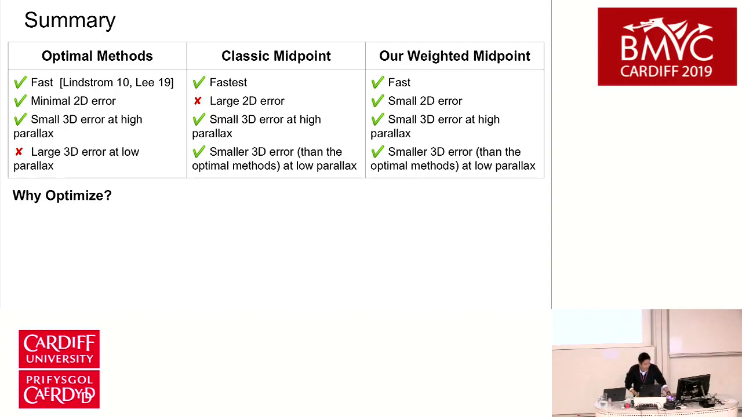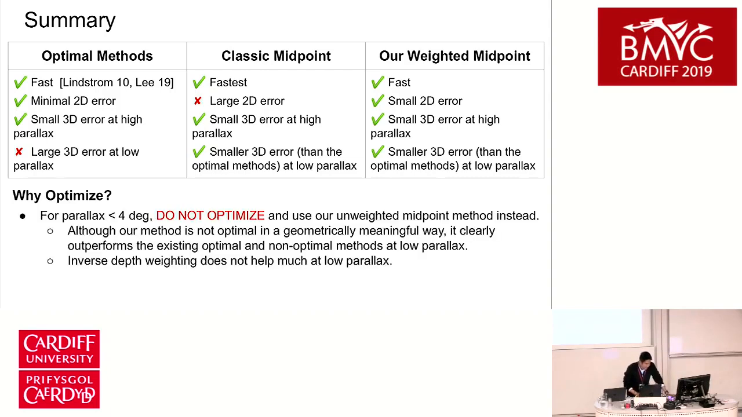So now back to our original question in the title, why optimize for triangulation? It's quite clear that for 2 views, simply minimizing the reprojection error doesn't automatically guarantee 3D accuracy. In particular, for parallax angle below 4 degrees, we recommend not to optimize, and instead we recommend to use our unweighted midpoint method. Although this method is not optimal in a geometrically meaningful way, it clearly outperforms the existing optimal and non-optimal methods at low parallax. Also, we recommend the unweighted version because the inverse depth weighting does not help much, at least at low parallax.